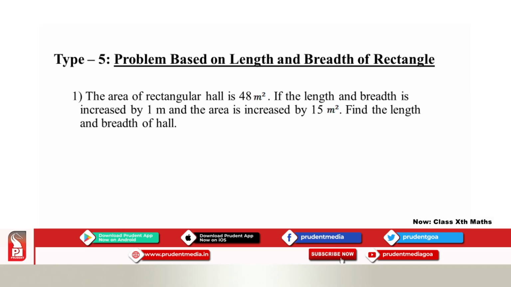Problem based on the length and the breadth of the rectangle. Okay, so we are considering here the figure rectangle only. So one problem is given. The area of a rectangular hall is 48 meters square. If the length and the breadth are increased by 1 meter, the area is increased by 15 meters square. Find the length and the breadth of the hall.